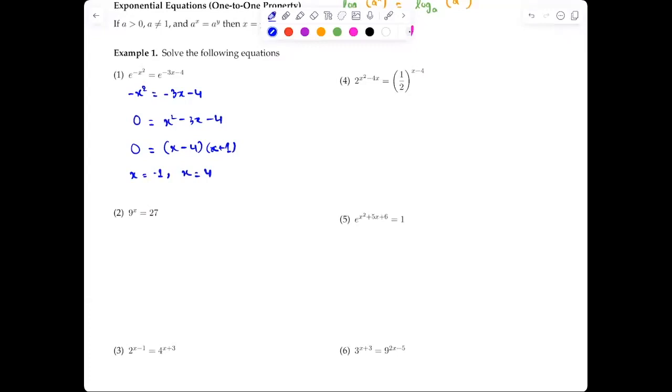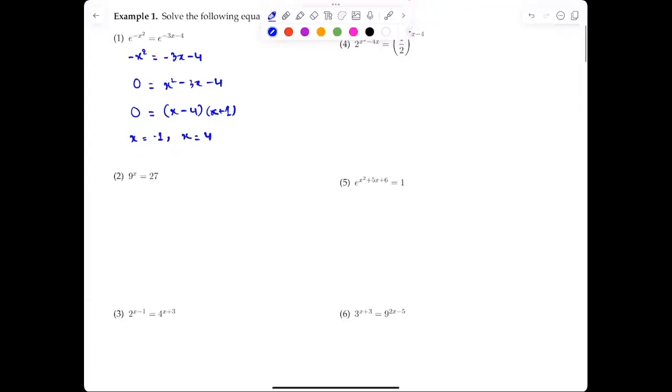Simple enough. But now for number 2, as you can see, the bases are different. But you can manipulate the bases so that you can arrive at the same base. So 9 has something related to 3, and 27 has something related to 3 as well. 9 is 3 squared, 27 is 3 cubed. You can rewrite those numbers as that. So here 9 is 3 squared to the power x, and 27 is 3 cubed.